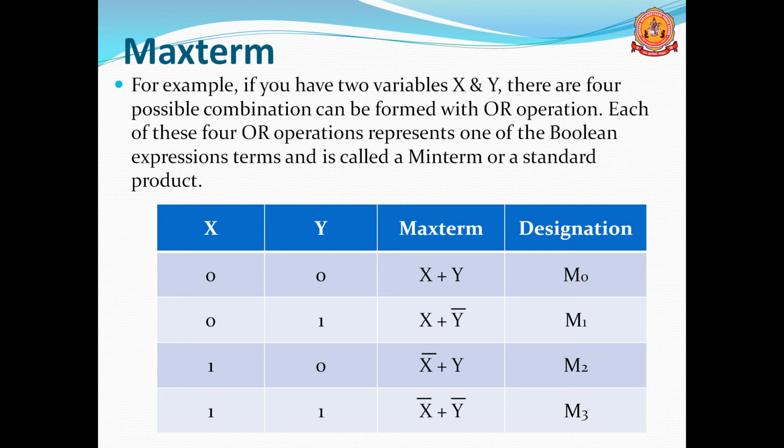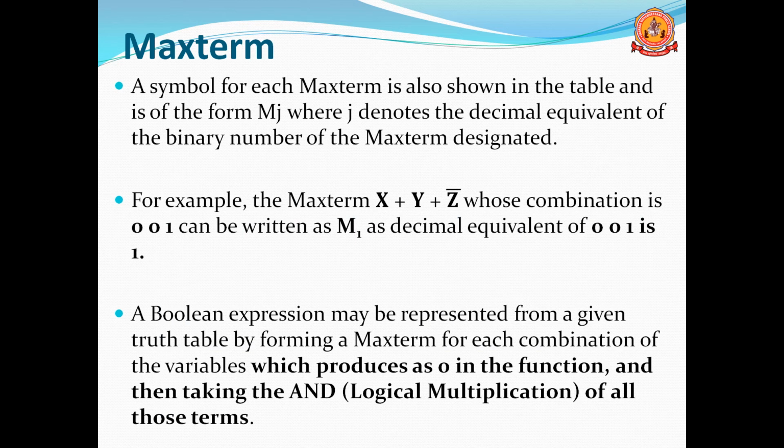1 means the value should be complemented. Then, for designation, we use capital letters. When designating values, in the min term we use small letters, and in the case of the max term you should use the capital letter M. The difference is small letter m and capital letter M. The designation values are 0, 1, 2, 3 because those are the equivalent values we are using. Here, the symbol of each max term is known, as shown in the table.